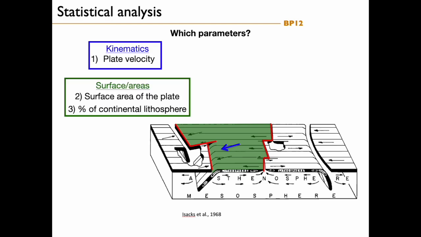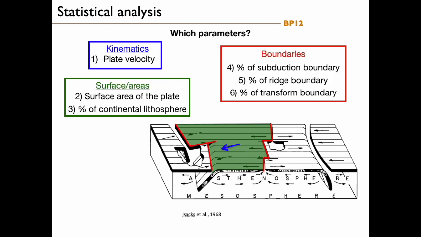And the plate features are, for example, the surface area of the plate or the percentage of continental lithosphere on the tectonic plate. So these relate to surfaces. Then we have parameters that relate to boundaries: the percentage of subduction boundary along a plate, for example here, versus the percentage of ridge boundary, or the percentage of transform boundary right there. So these are the different parameters that will be studied in the correlation.